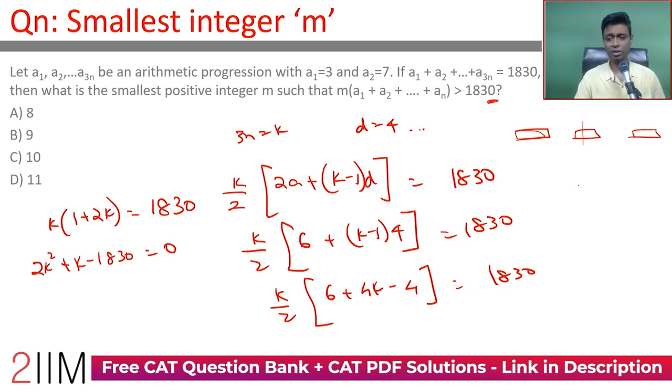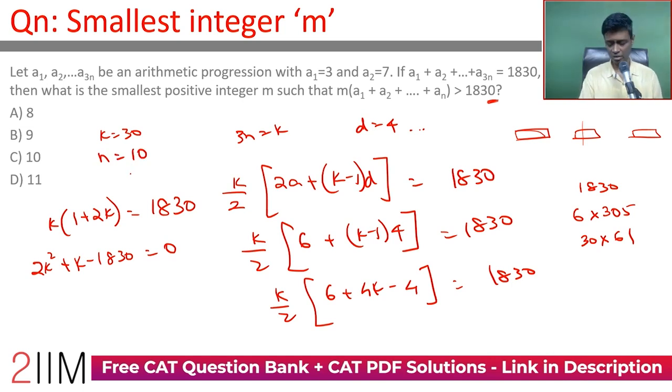1830, we need to factorize it between k and 2k plus 1, between two numbers reasonably close by. And so let's divide this by 6. This can be written as 6 into 305. That's far away. 305 is 61 into 5. So 30 into 61 works. So k is 30. 3n is 30 or n is 10.